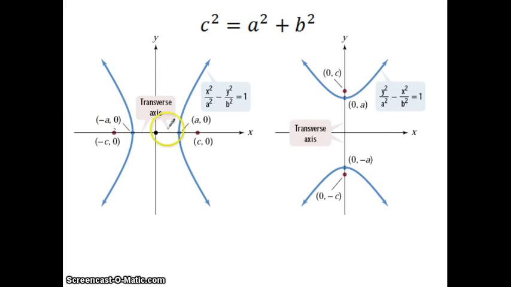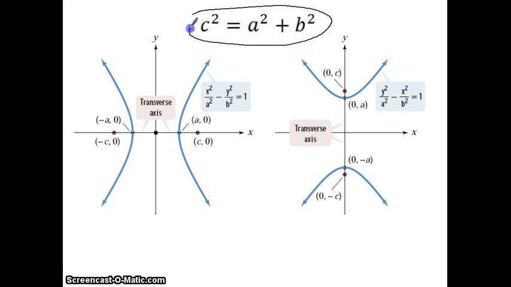If the transverse axis is along the x-axis, then the x squared is going to be over the a squared, and the b squared is underneath the y squared. We'll talk about what the b is in just a second. If the hyperbola has a transverse axis along the y-axis, then the y squared will be over the a squared, and then the x squared will be over the b squared. Once again, the a value is the distance to the vertex point.